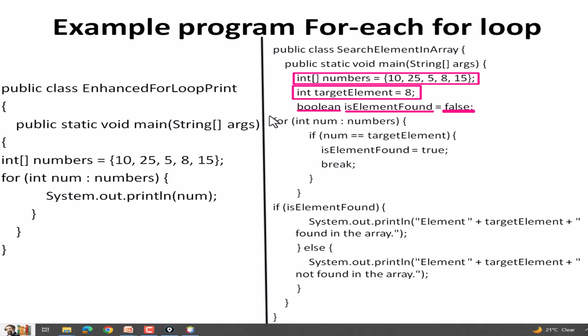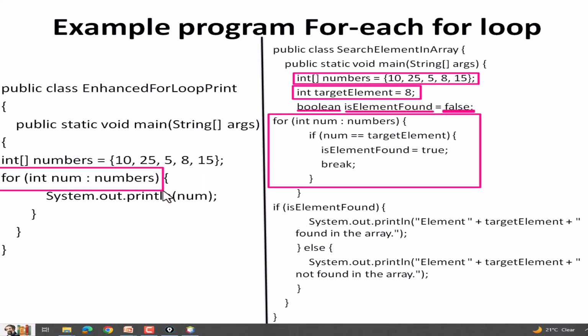So now you are going to use an enhanced for loop. The syntax is the same as the previous one: int number in numbers. So number is an identifier, and numbers is the name of the array which contains 10 to 15. Here you are going to check the condition: if number is equal to target element. So what is the target element? The target element for which the value is given is 8.